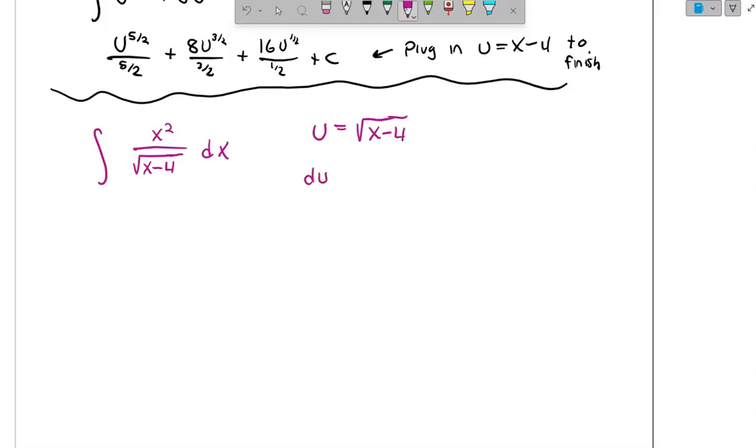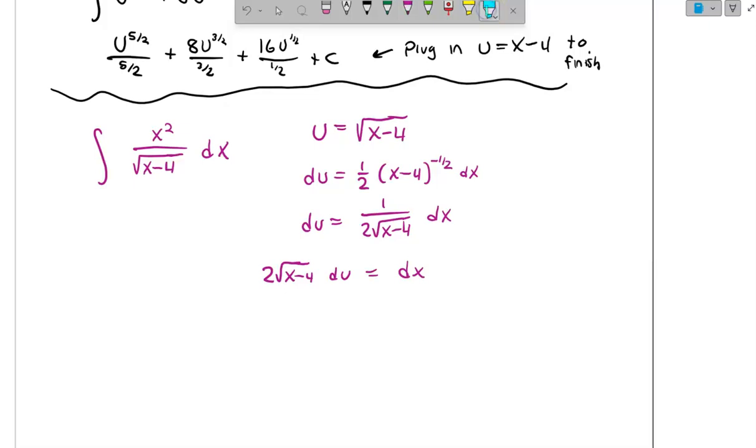So when we do this, we would get du equals, now this would become 1/2 x minus 4 to the negative 1/2 dx. When I rewrite that, we're going to get this as 1/2 square root of x minus 4 dx. Okay, and then what I've been typically doing here for the dx substitution is to get dx by itself, we would get this. Now, this is what I would substitute here.